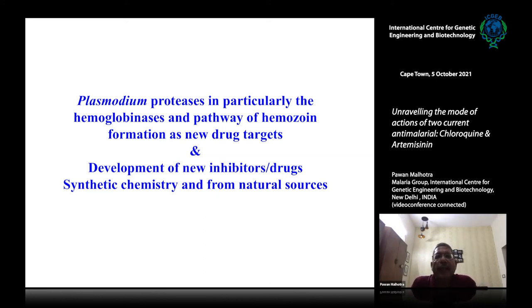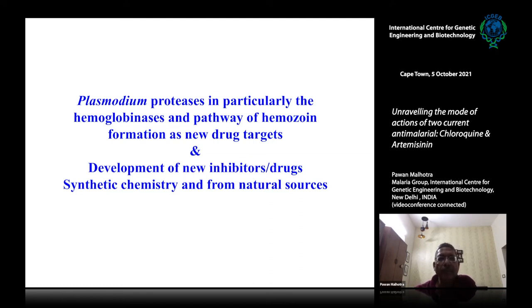Now, you might ask why we are working on this hemozoin pathway as well as the proteasome shuttle system. As I mentioned earlier, both these pathways, hemozoin formation or hemoglobin degradation, are very essential for parasite survival. And if we block this by any inhibitor, the parasite doesn't survive. And I have also shown that knockout studies have shown that PFDD1, the proteasome shuttle system, is also essential for the parasite life cycle. That's why we started these studies, so that we can target these proteases for new drug discovery.